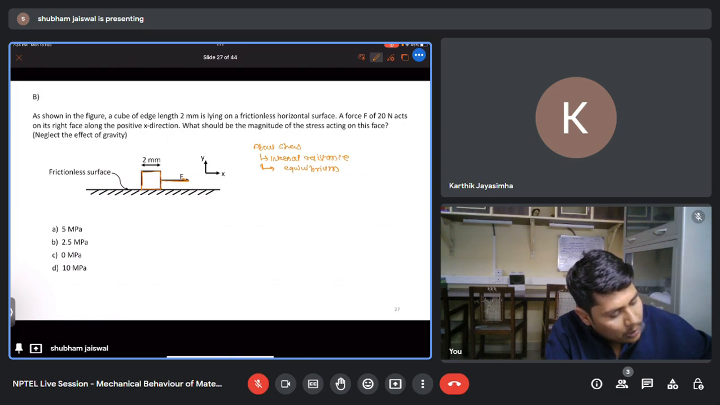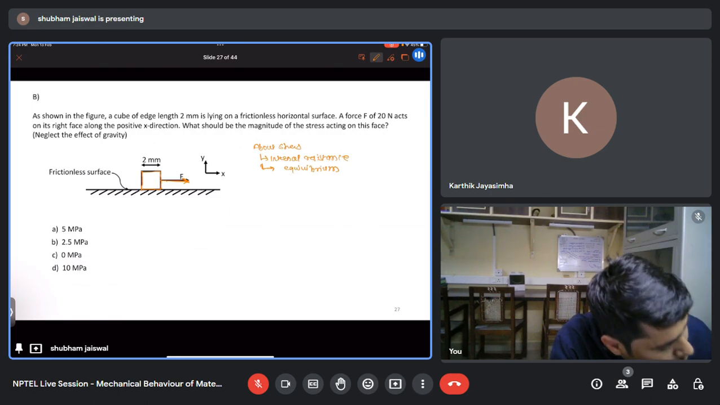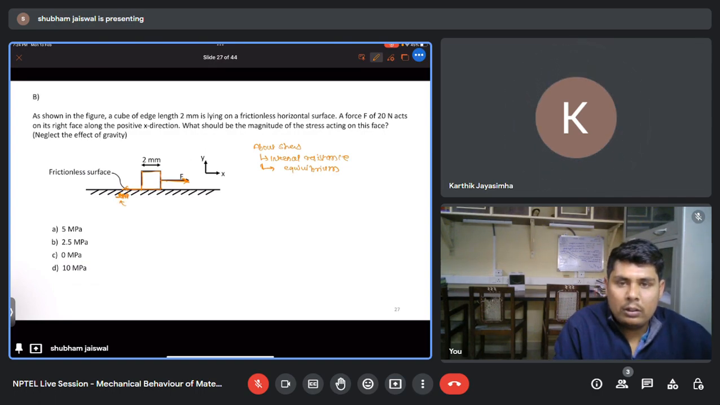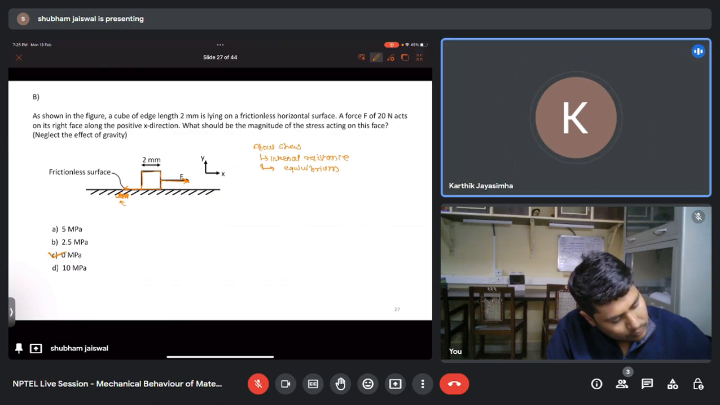So here you can see on this body we are applying the force only in one direction. As the surface is frictionless, we will not get any friction force. So if I am applying the force, it will continuously move in the x direction. So it will not be in equilibrium, so it will not produce any internal resistance. If the internal resistance is not there, what does it imply? It means no stress is generated. So the only option here is 0.